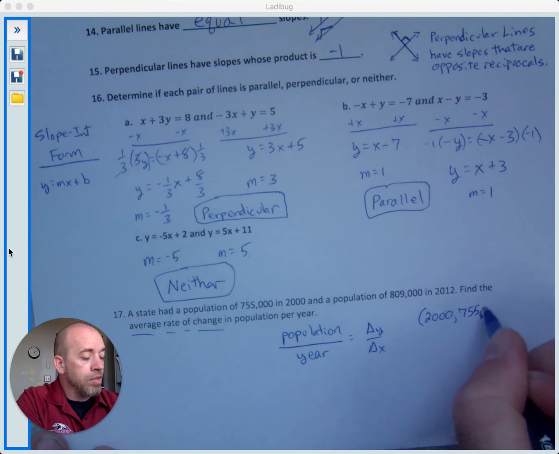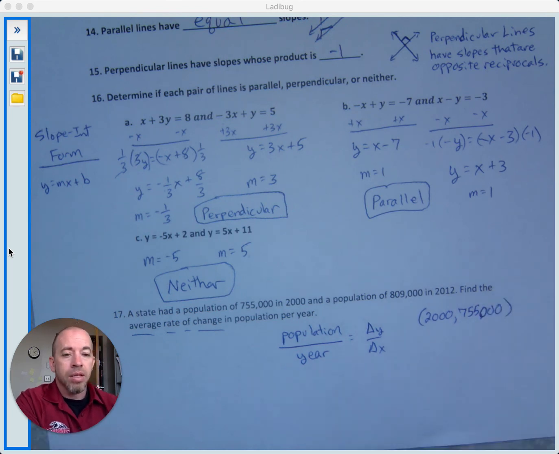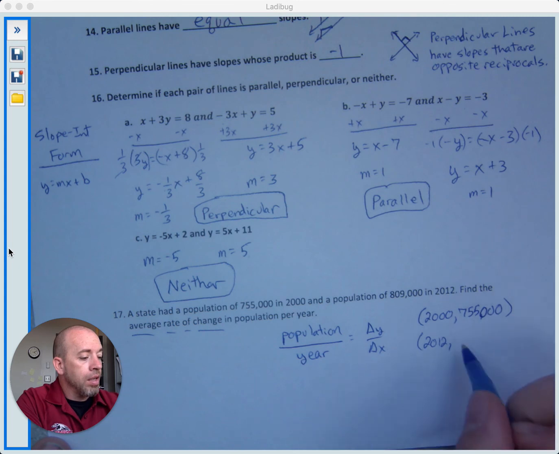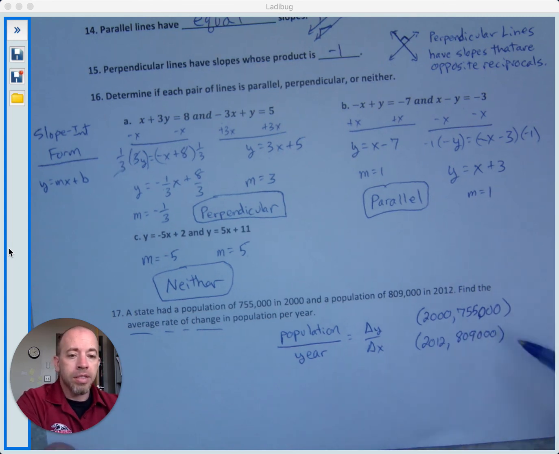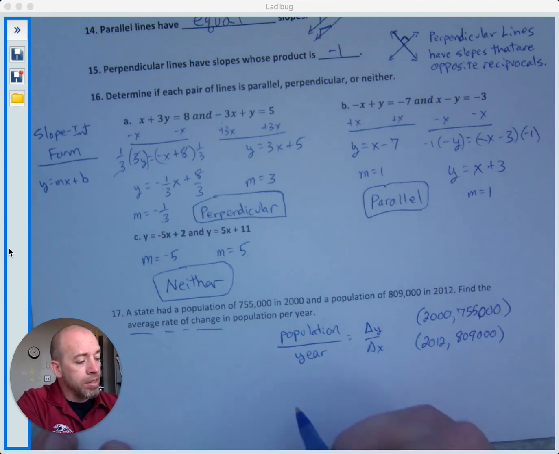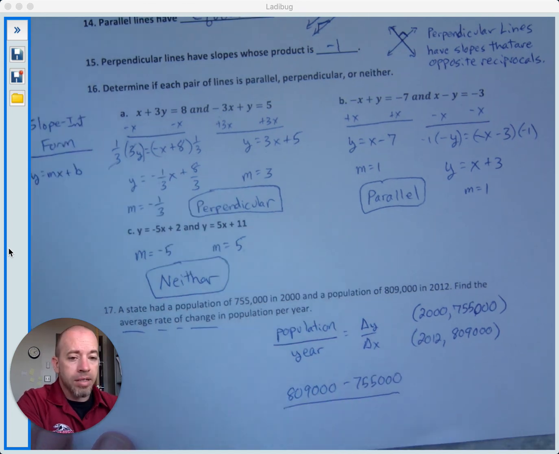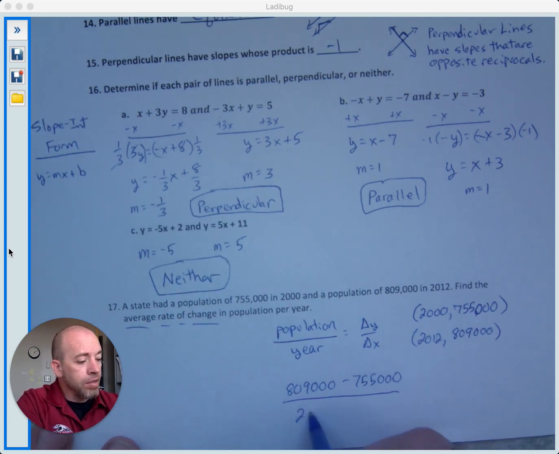So as a point, for x's, or years, we'd have the year 2000 and the population of 755. Oops, I'm not going to use a comma because that might get confusing. So 755,000. And then the other year we had was 2012 and 809,000. Now we could just take these 2 points and find slope. So we subtract the y's. Let's see, 809,000 minus 755,000. And subtract the x's on the bottom, 2012 minus 2000.